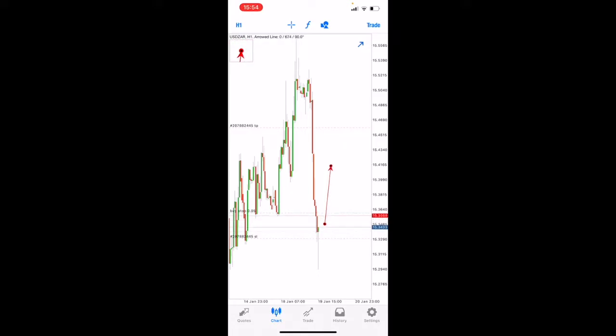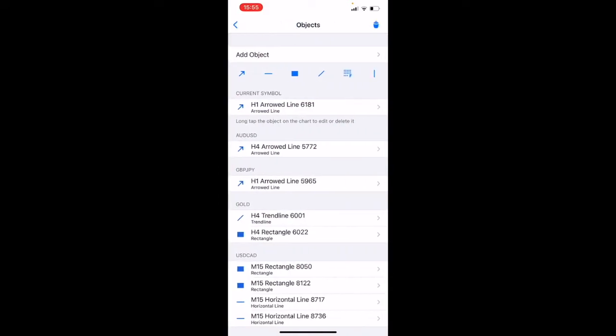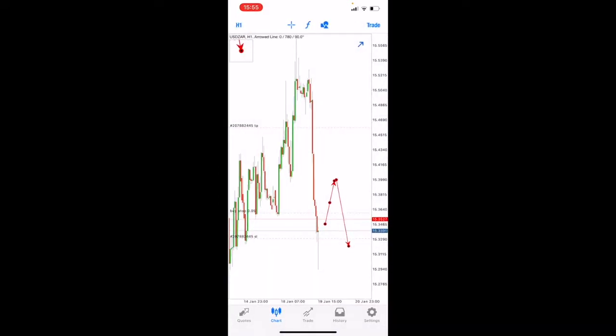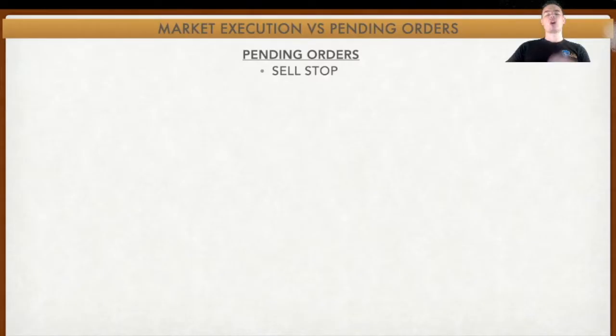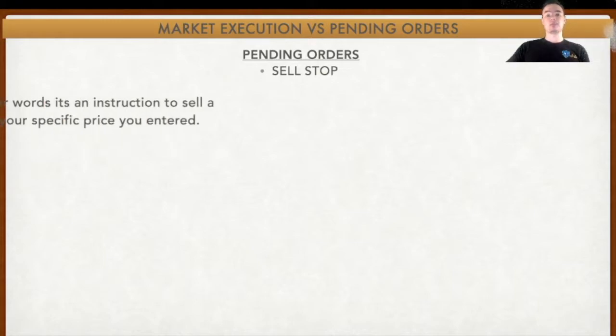If it carries on going up, you will profit. But if it comes up, opens, and let's say it comes here, yes, you'll be in profit. But if it decides to go down from there, boom, you'll lose. Right, that is a buy stop. On to the next one, sell stop.